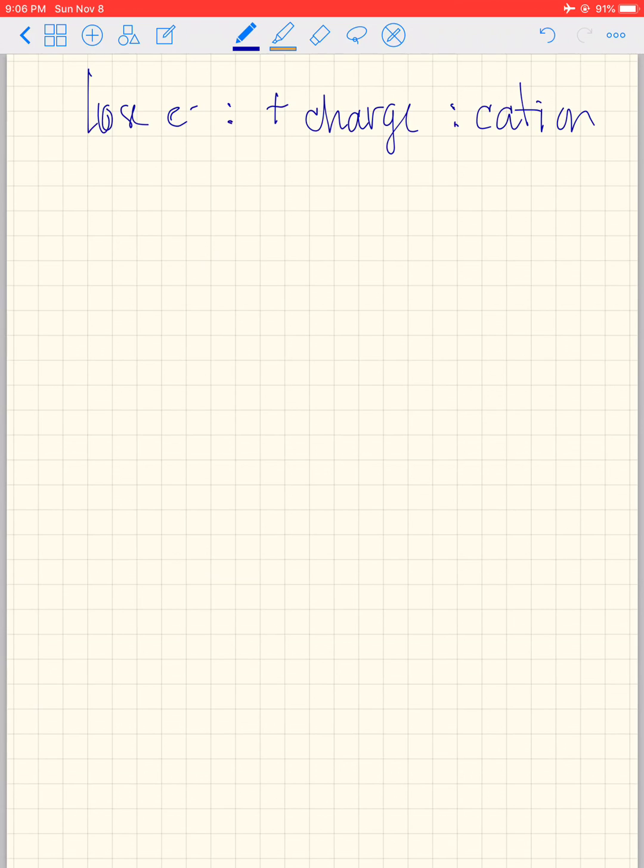And a way that you can remember a cation is that it is positive. Do you hear the word paw in there? It's positive. If it gains electrons, that means it's gaining more negative charges. It's going to be negative, and it's called an anion.